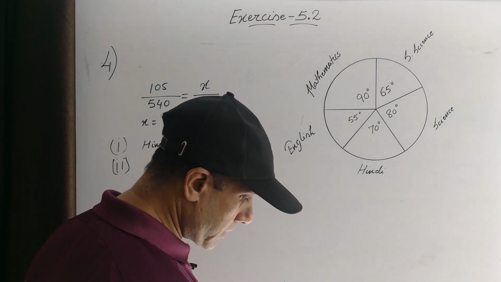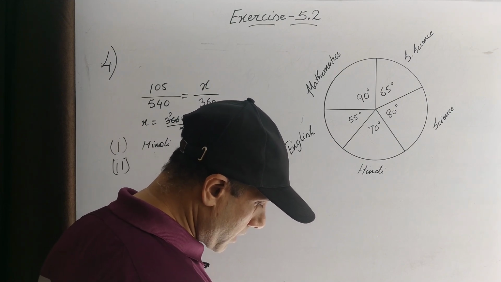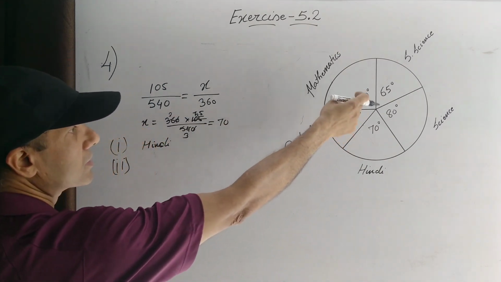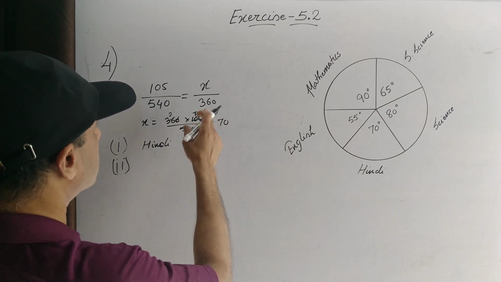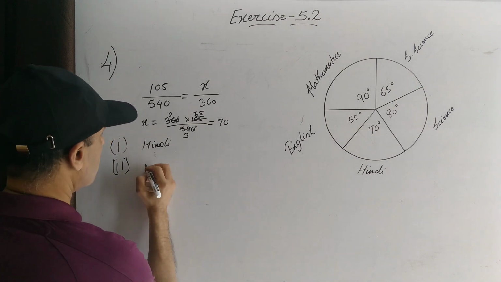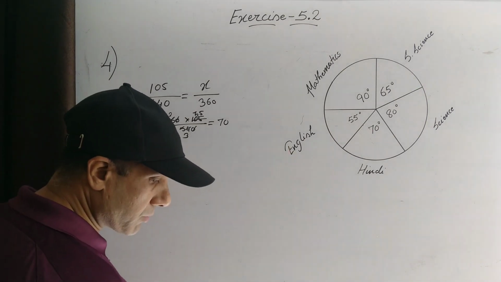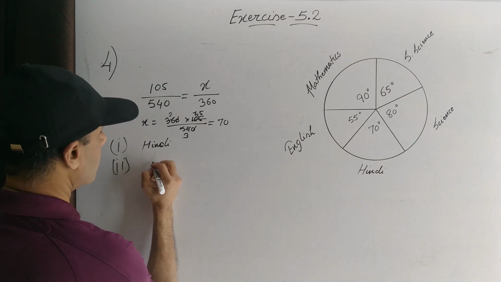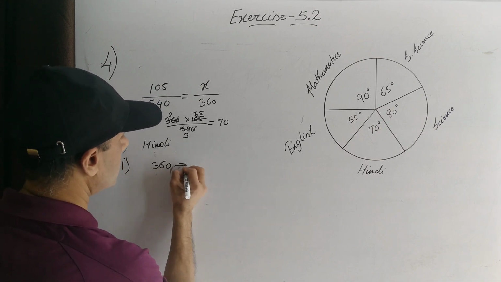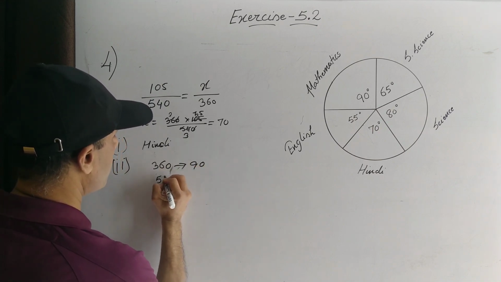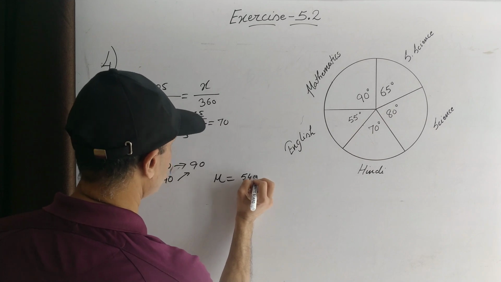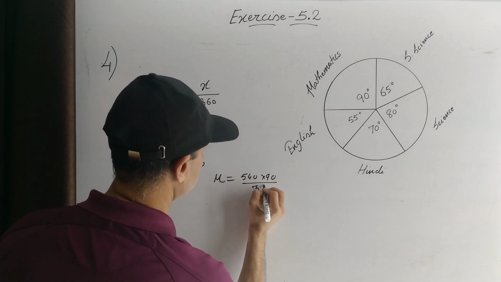How many more marks did the student obtain in mathematics than in Hindi? So in mathematics, the central angle is 90, and Hindi, as we just got here, is 70. Let's first calculate the marks obtained in mathematics. So out of 360, the score of mathematics is 90. So out of 540, the score of mathematics would be 540 into 90 divided by 360.